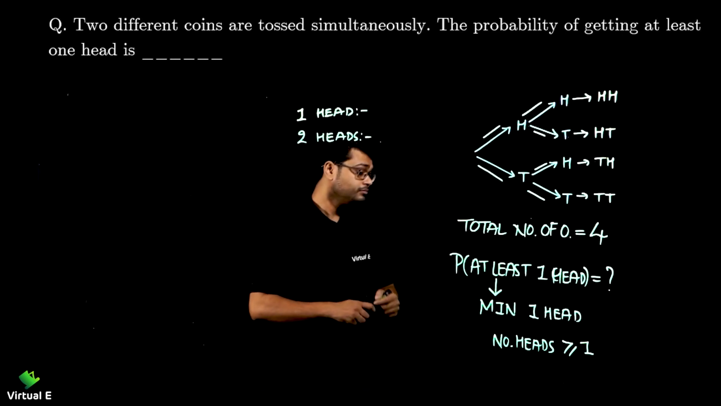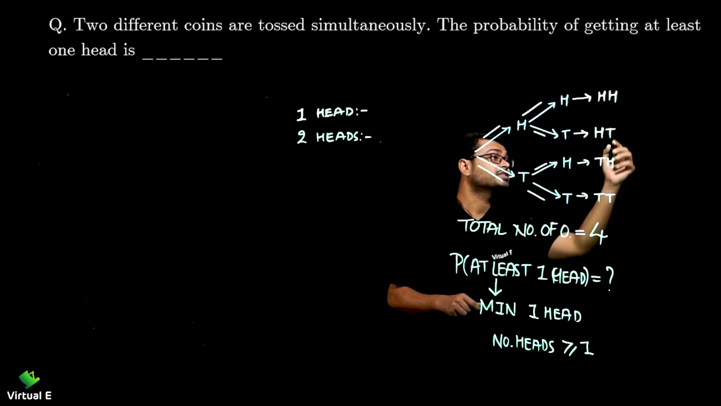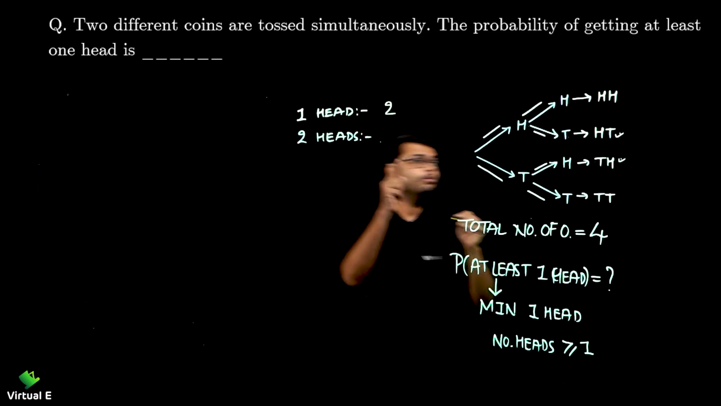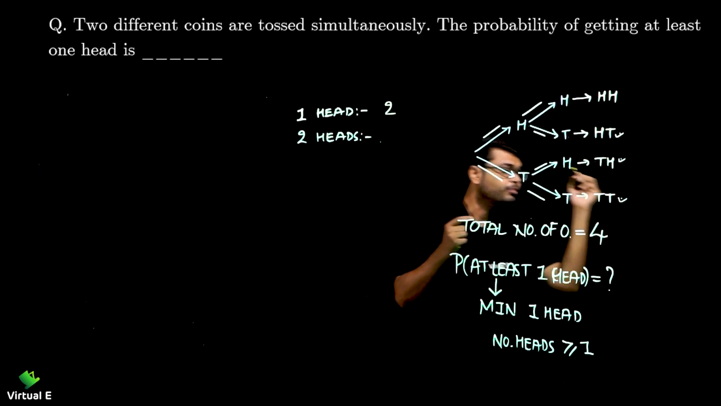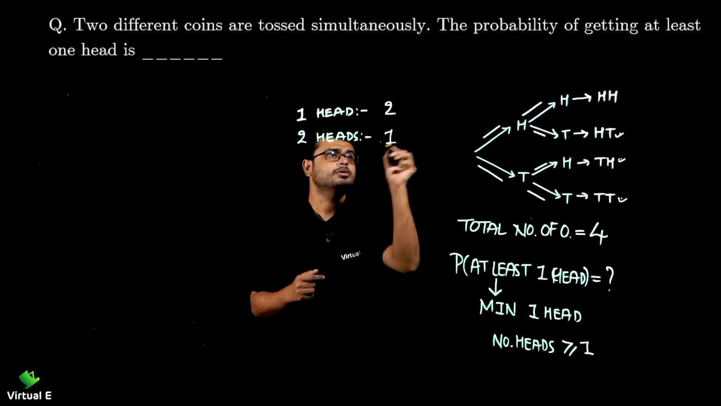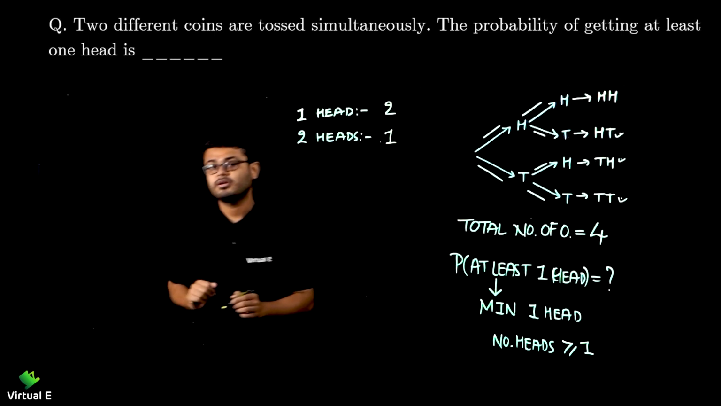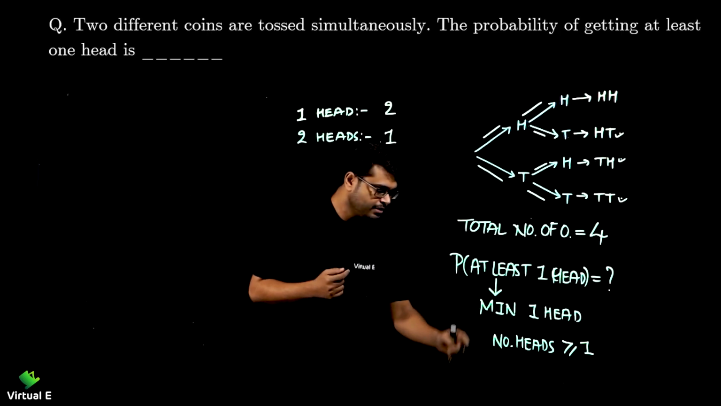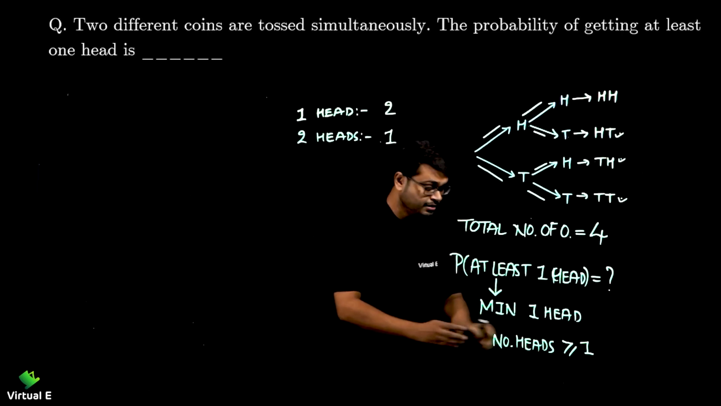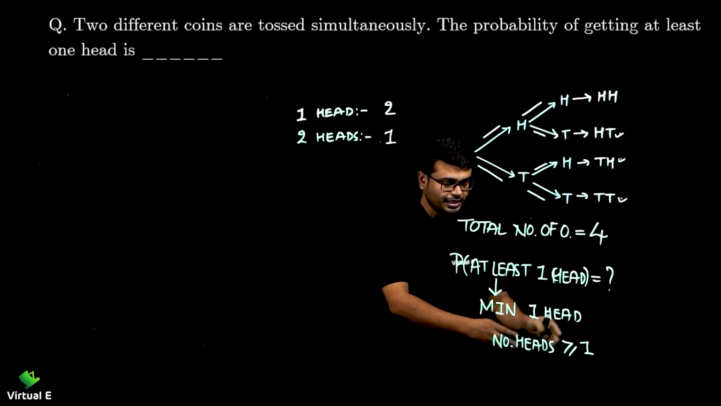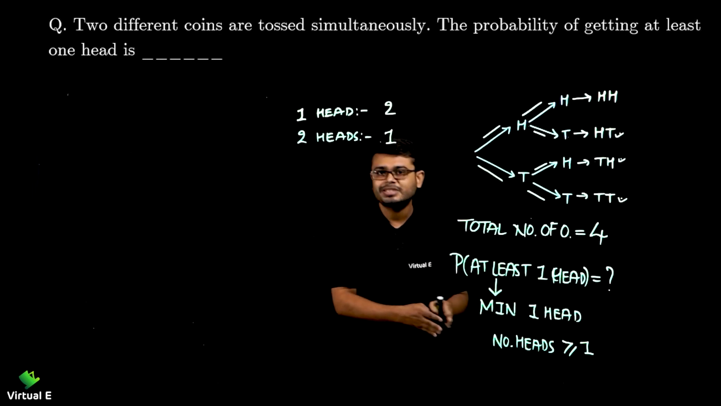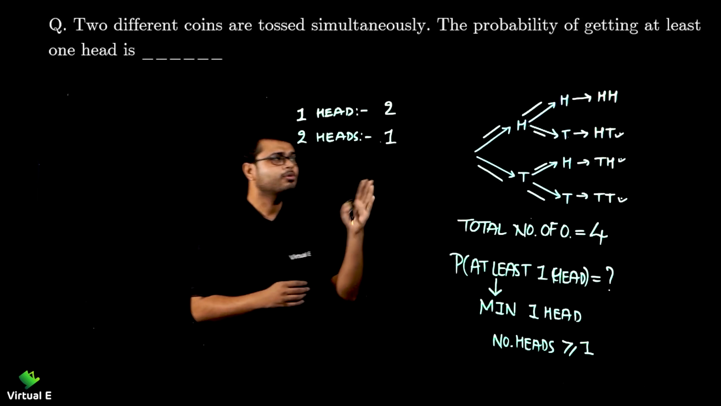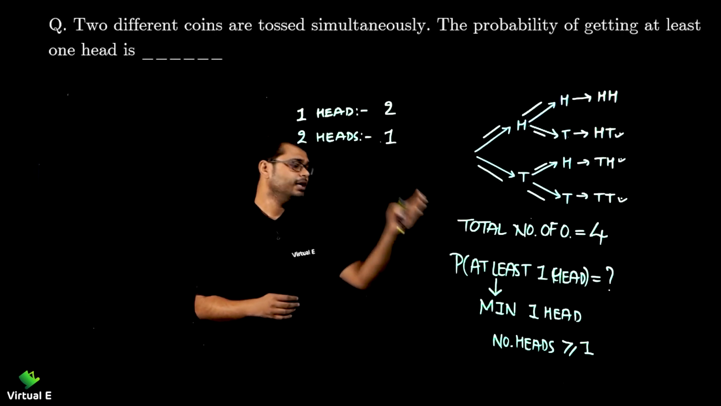So 1 head, how many times is 1 head coming? This 1 and 2. So 2 times 1 head is coming, and 2 heads, how many times is it coming? Yes, 1 time only, sorry. So what is the total number of outcomes over here? 2 plus 1, that is 3, right? Remember, number of heads minimum matlab greater or equal to 1, right? 1 is also accepted, 2 is also accepted, 3 is also accepted, but 3 we are not having over here, so we are not going to talk about 3, right? 1 and more than 1.